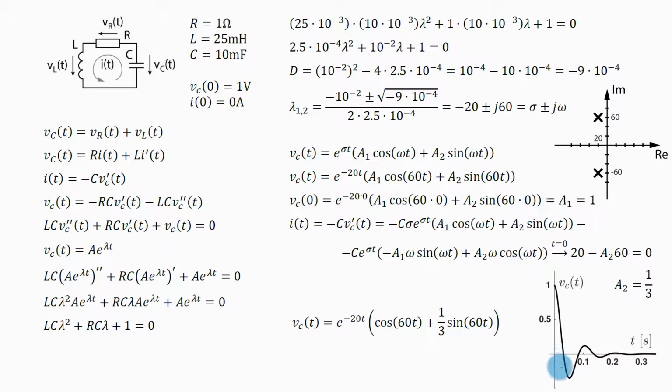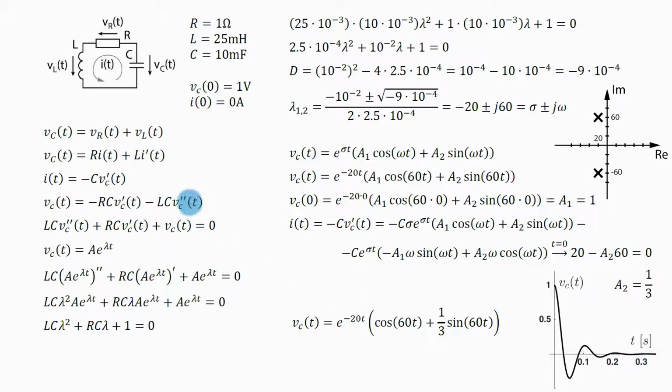So this is how my voltage on this capacitor will behave. Here I have it plotted, and you can see that I have that underdamped response and the system is stable. So with this oscillatory motion, the voltage on the capacitor will asymptotically approach 0.